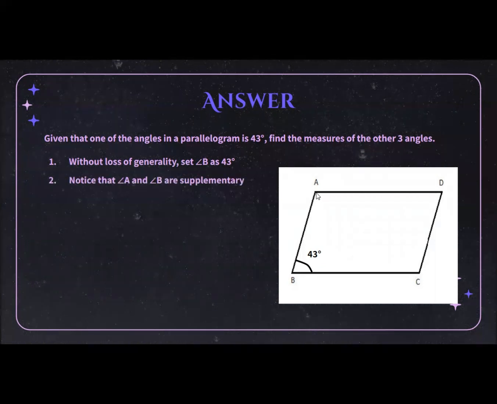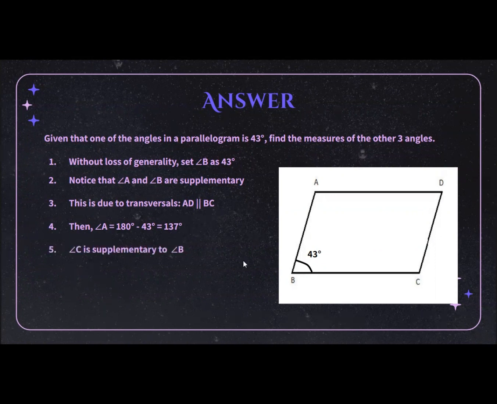Notice that A and B are supplementary because, since AD and BC are parallel, AB is the transversal, which means that angle B and angle A add up to 180. Therefore, angle A is 180 minus 43, which is 137.